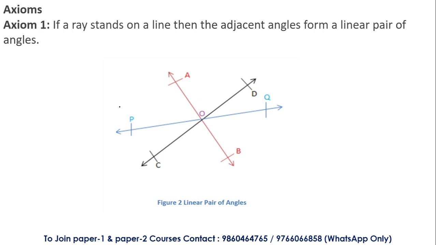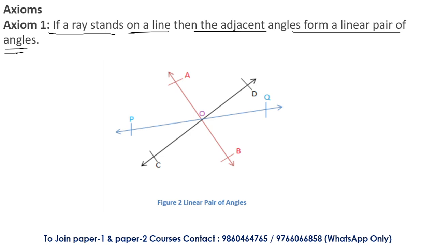Axiom 1. Now here, if you see, I have given a figure. I'll give the explanation as well. Now look here, and try to understand this. If a ray stands on a line, then the adjacent angles form the linear pair of angles.